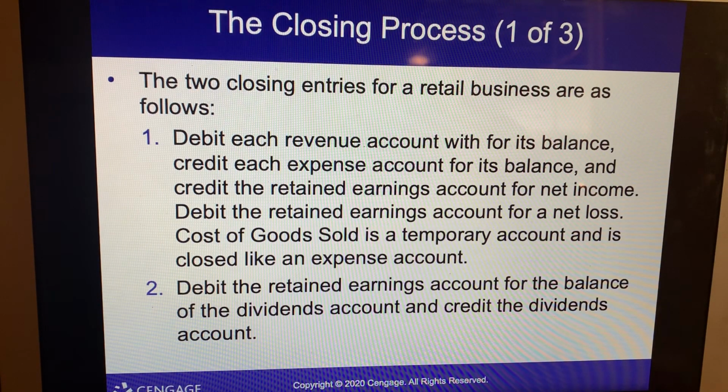And let's see, the closing process, the two closing entries for a retail business are as follows: debit each revenue account, credit each expense account, credit retained earnings account for income. And we did this already in the previous chapter, and going through and closing those accounts into the income statement.